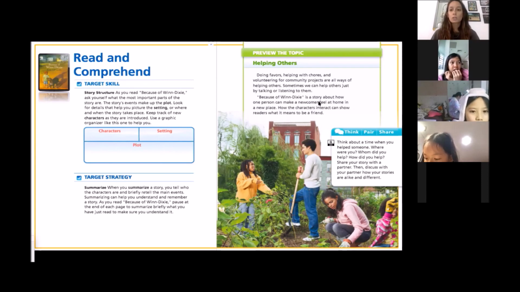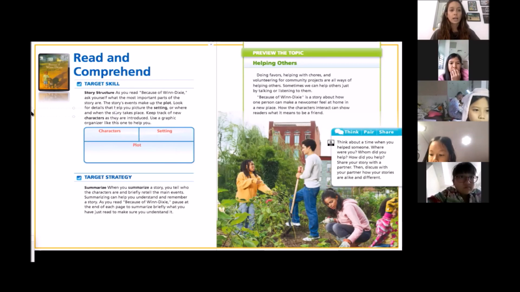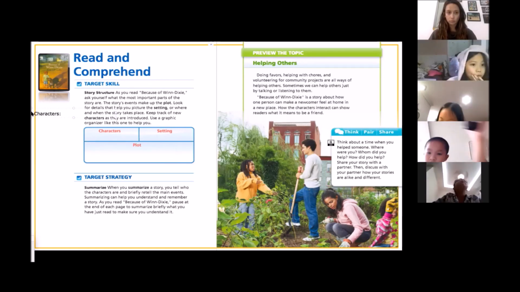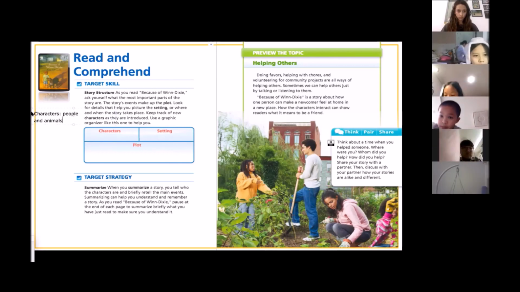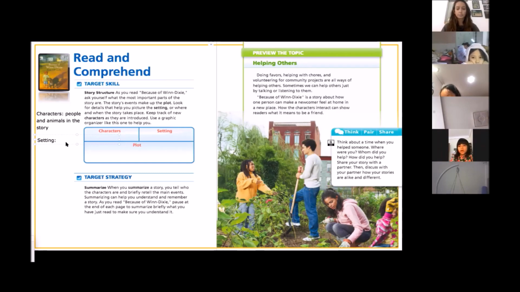So when we're talking about story structure, what do I mean when I say characters, Kwongai? What are characters of a story? Characters of the story are the people and animals in the story. Okay, good job. What about the setting? Jenny, what do I mean when I say setting? Where and when the story happened. Yep, where and when the story happens or takes place. Good job. So the time and the place.